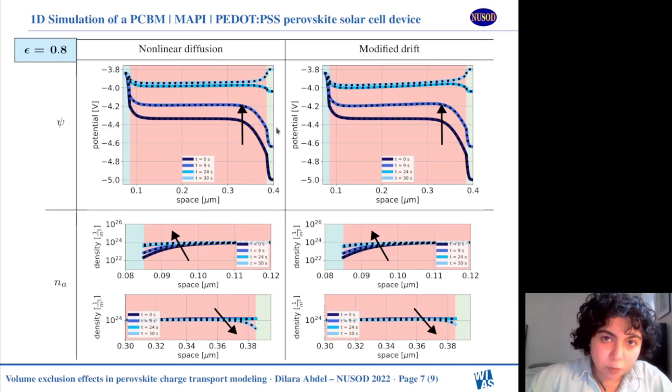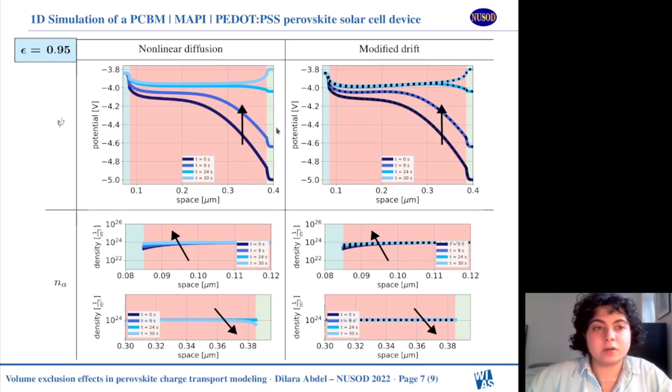Now, taking a more extreme value of epsilon strengthens this observation. Vacancy migration is almost suppressed here at the right interface for the modified drift, and this is directly linked to differences within the electric potential. Lastly, let us investigate the influence of these two current density descriptions onto the JV curves.